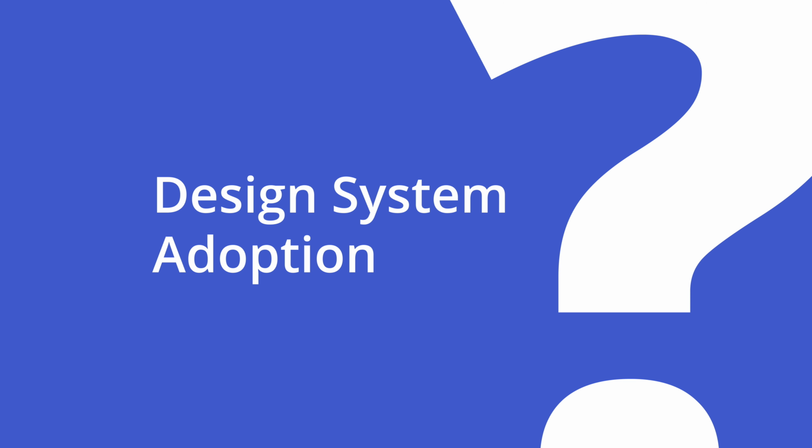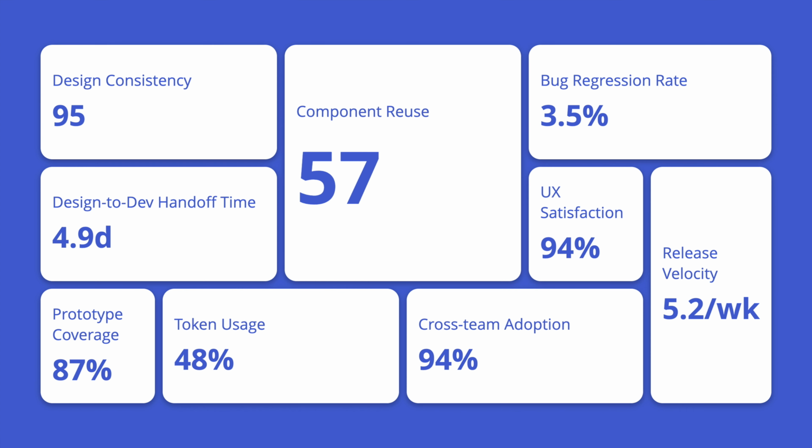Have you ever wondered how to actually track and measure the adoption of your design system in a way that really matters? In today's video, I want to share my perspective on design system adoption. Not just the usual usage stats, but deeper, meaningful success metrics that tell you how well your system is performing across design and development teams, and ultimately, how it impacts your product quality.